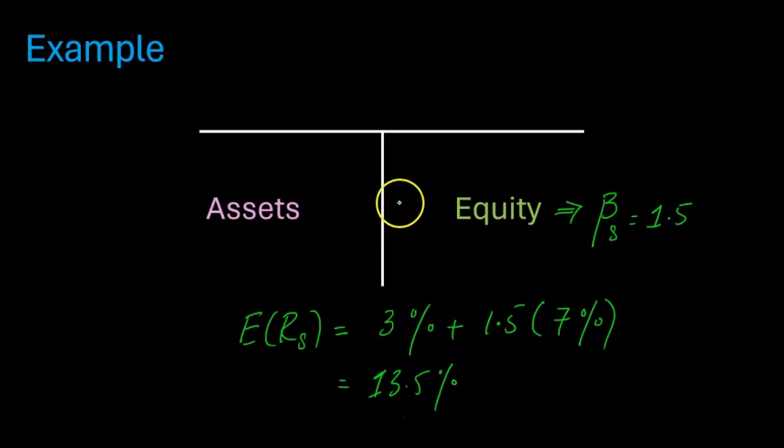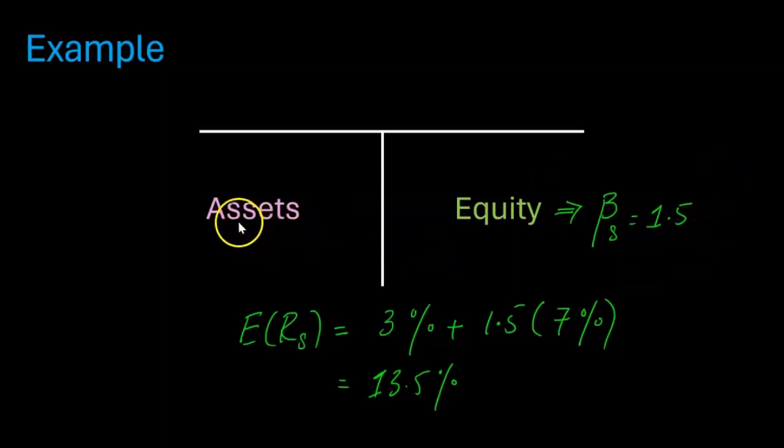Why? Because when the financial manager asks these equity holders, hey, equity holders, please give me your equity to invest in these assets, equity holders will say, okay, well, we need 13.5% because the moment we are giving our equity to you, we are foregoing the opportunity to earn 13.5% on other assets that are out there that are as risky. In other words, that have a beta of 1.5 as well.